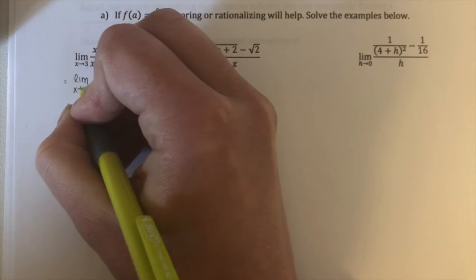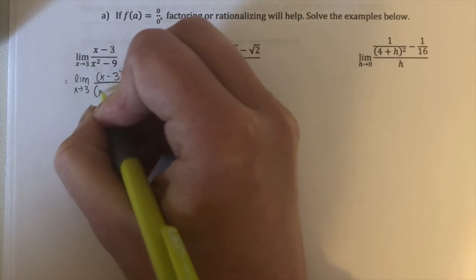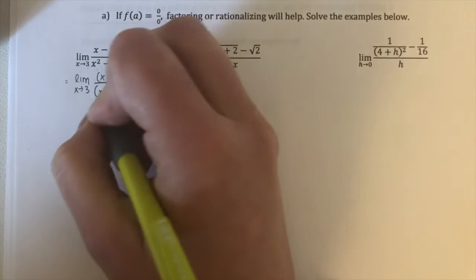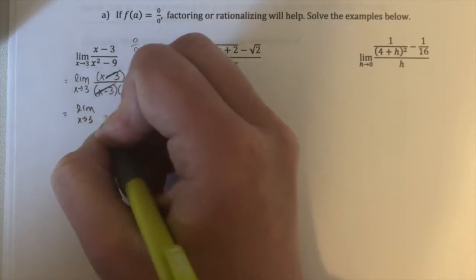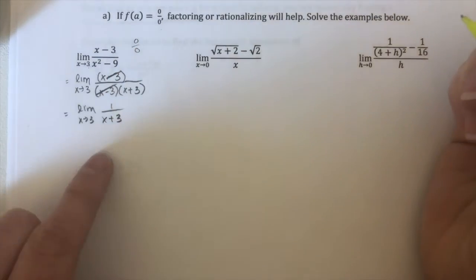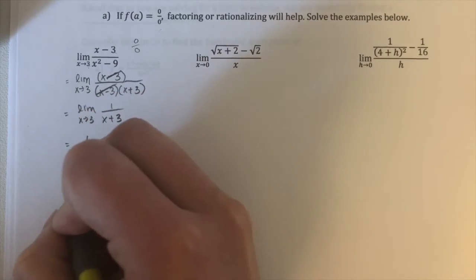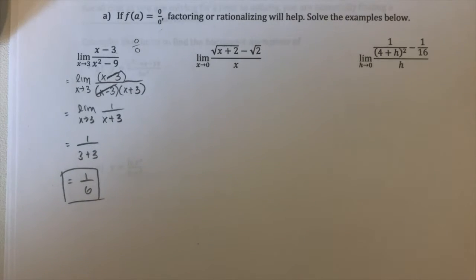So we're going to do limit as x approaches 3. Now this one, we've got a difference of squares on the bottom, so that's a nice easy factor. This guy's going to cancel out. So now we're looking at the limit as x approaches 3 of 1 over x plus 3. If we plug that 3 in, we're just going to get 1 over 3 plus 3, so 1 over 6.